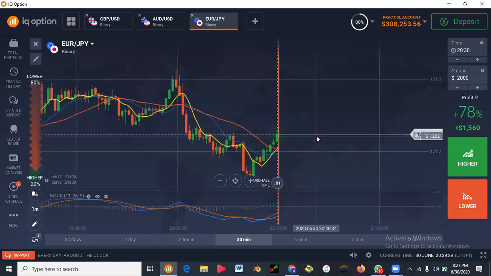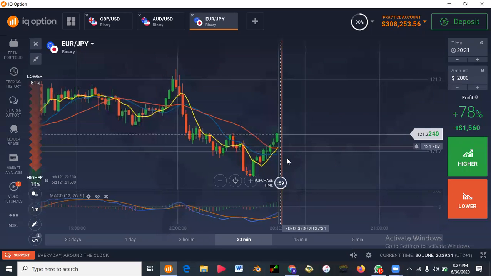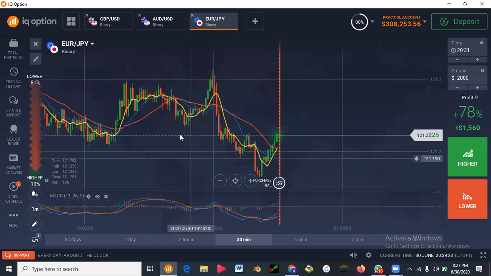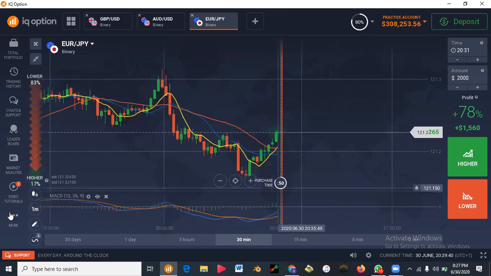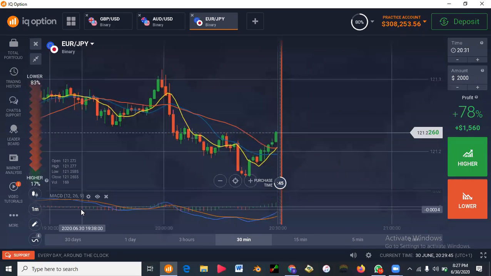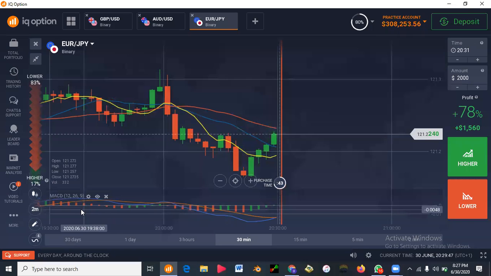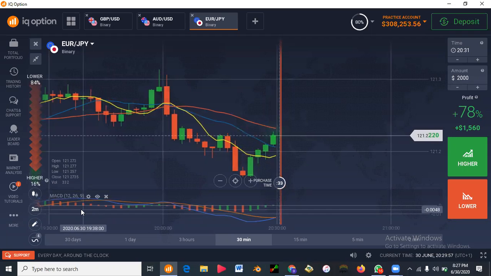So, simple moving average, on the yellow line, okay, you see. When I mean the 2-minute strategy, what I mean is the candles, the time frame should be in 2 minutes. You wait for the 6 moving average to break the 26 moving average, and you place in the direction of the 6 moving average.